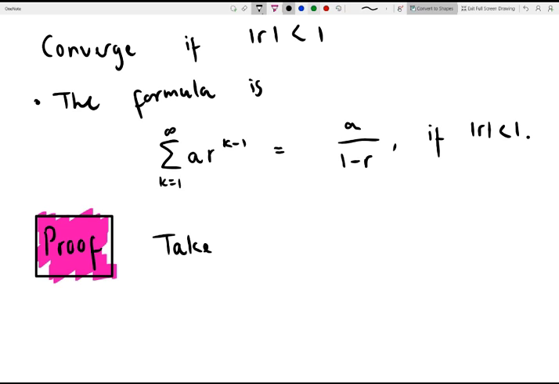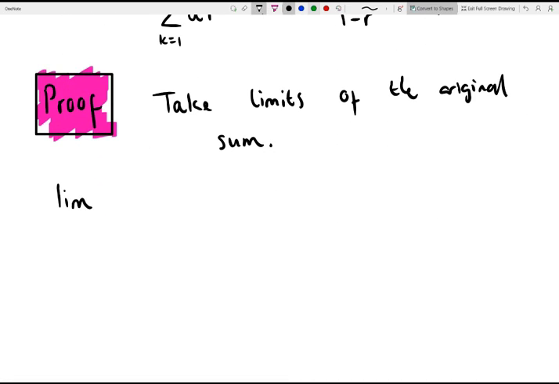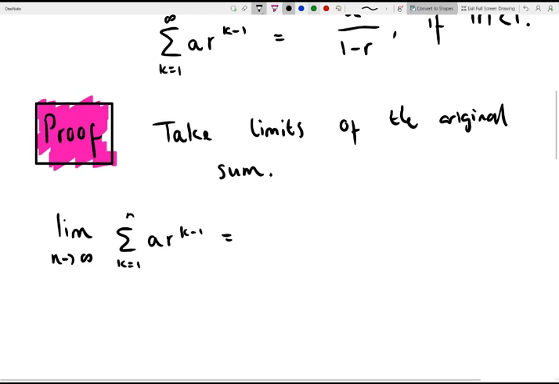Okay, if we take limits of the original sum, let's go ahead and do that. So the limit as n tends to infinity of the sum of k is 1, n of a times r to the power of k minus 1 equals the sum of k equals 1 to infinity of a times r to the power of k minus 1.